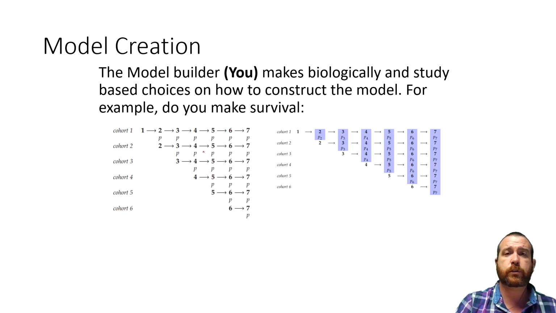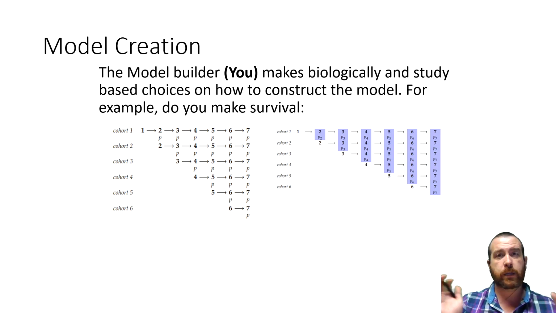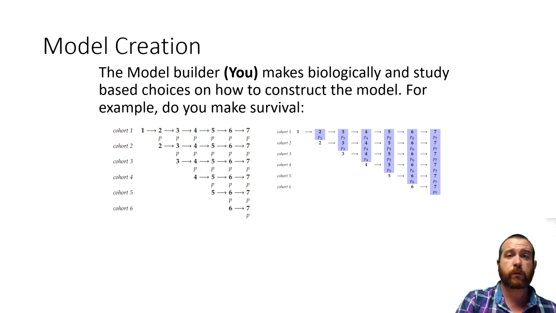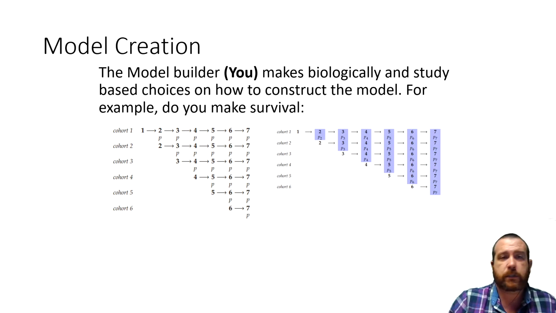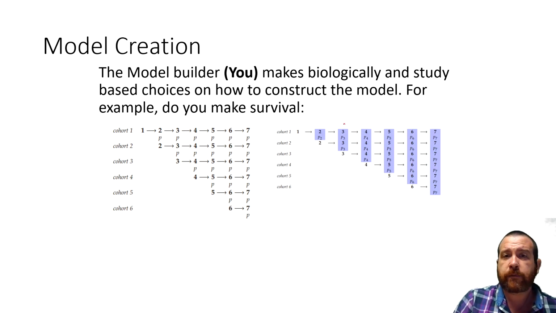So you are making decisions, and there's not like a recipe. There's no one right way to do this. You're making choices based on what's going on in your study and making choices based on what biologically makes sense for your species. Now, if we're making 7 captures, right? So we captured 7 different times.